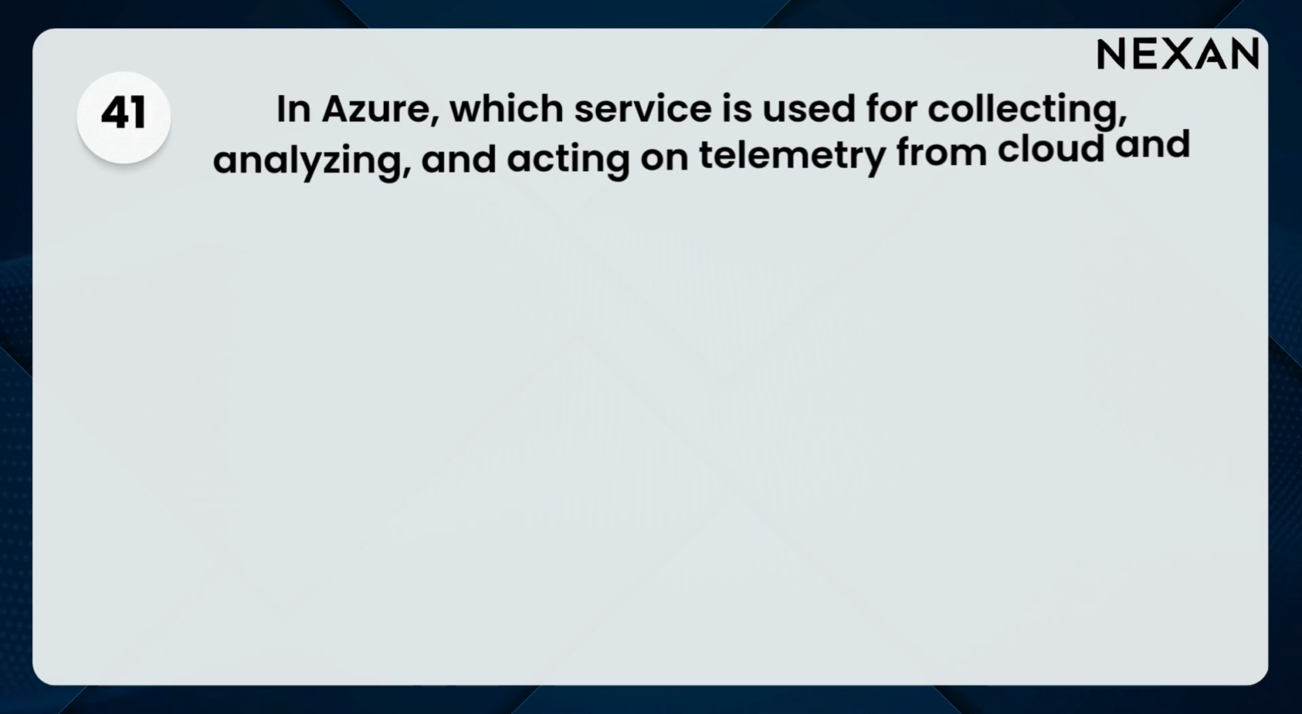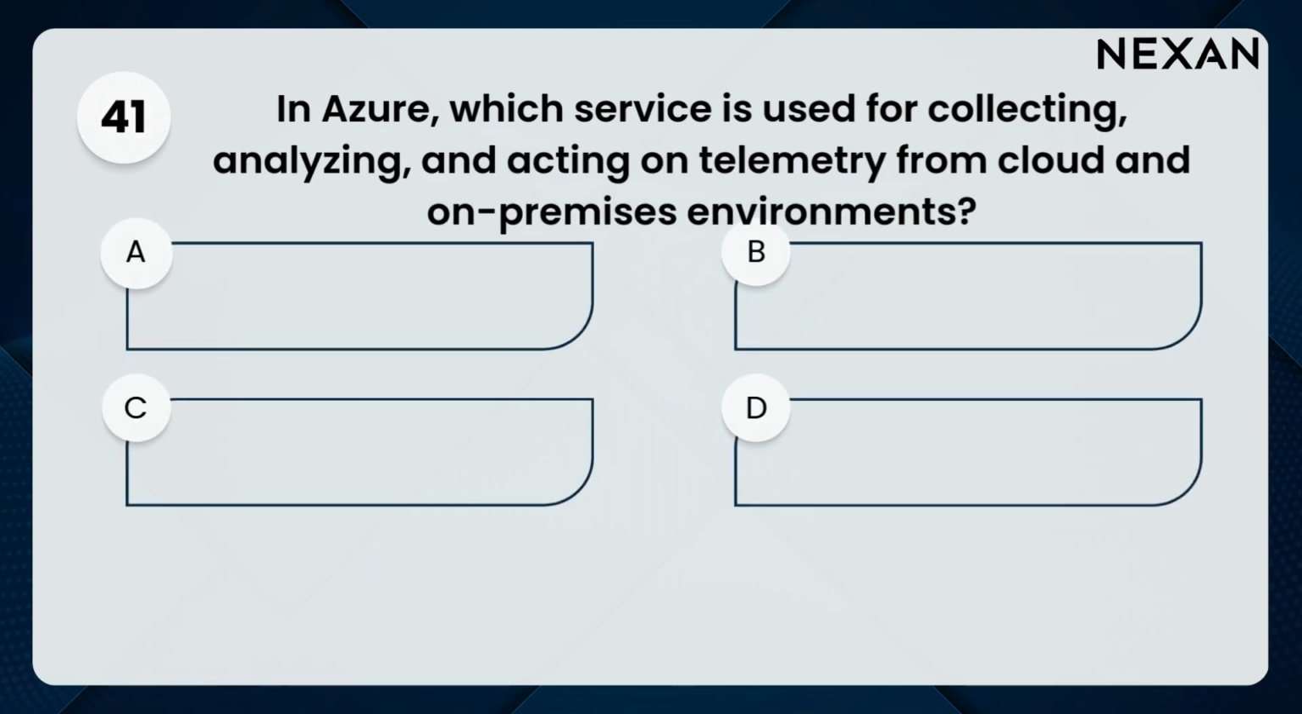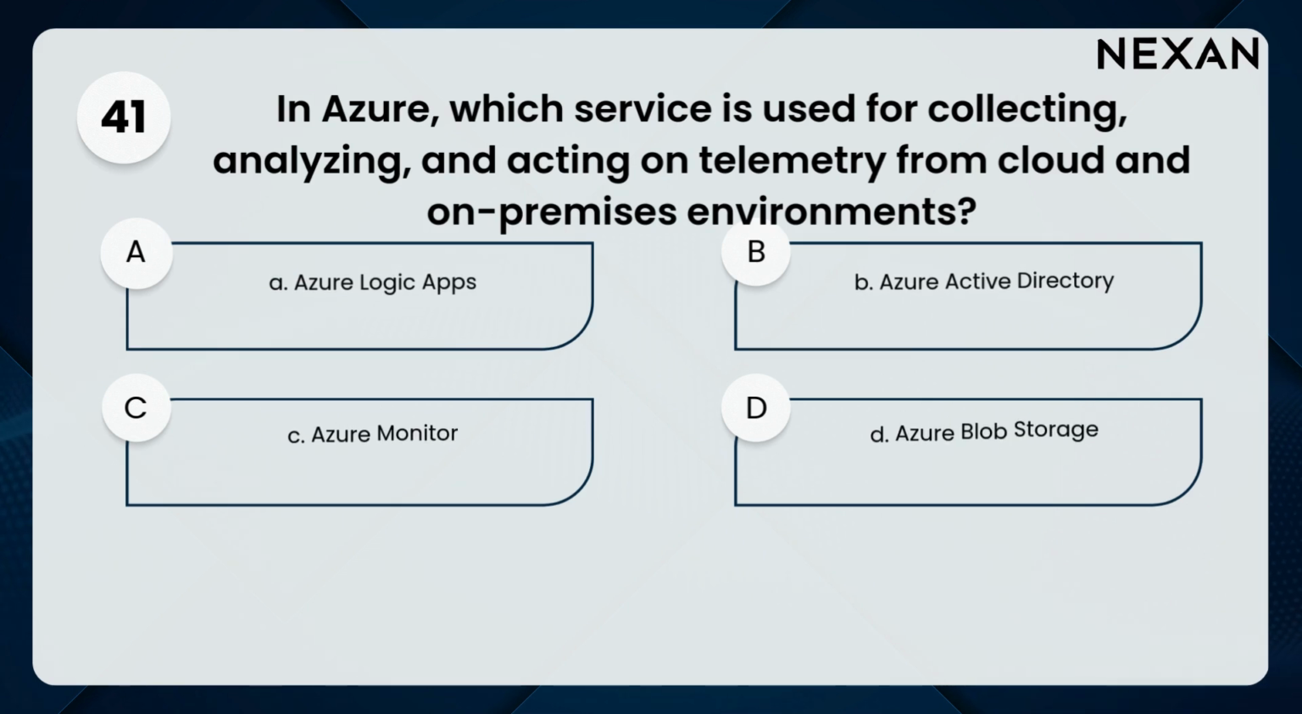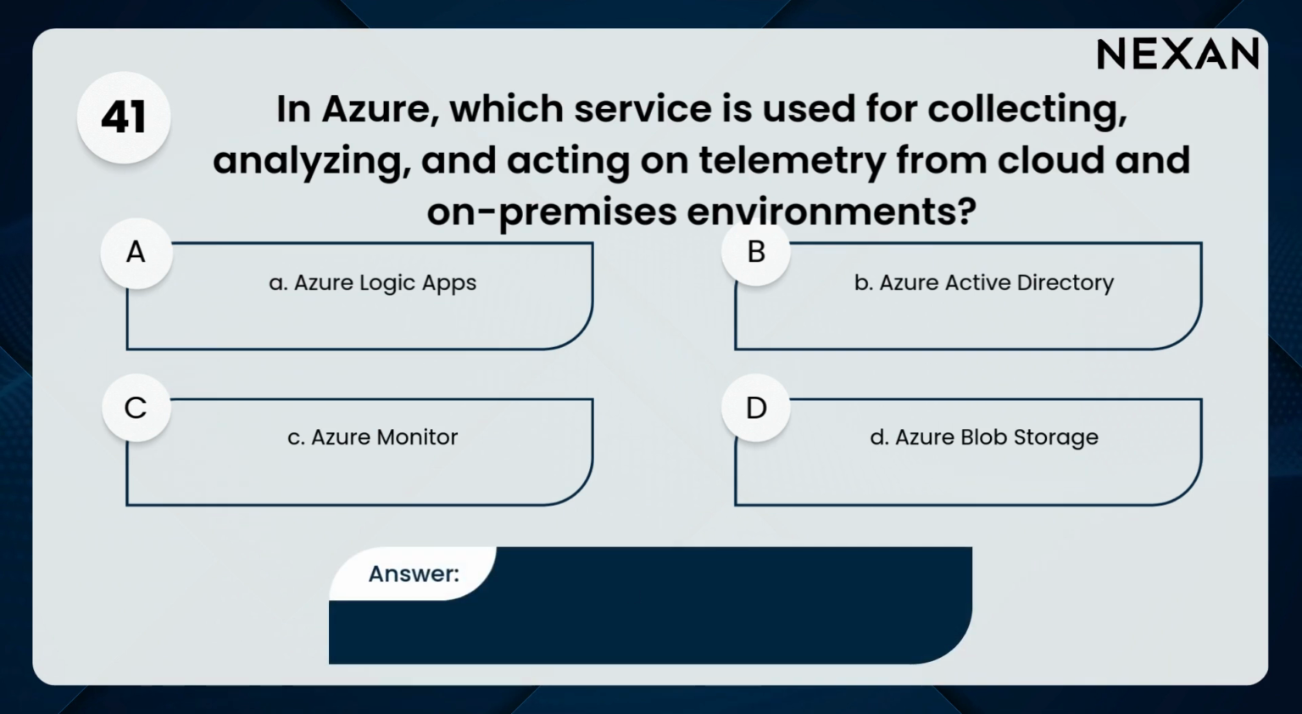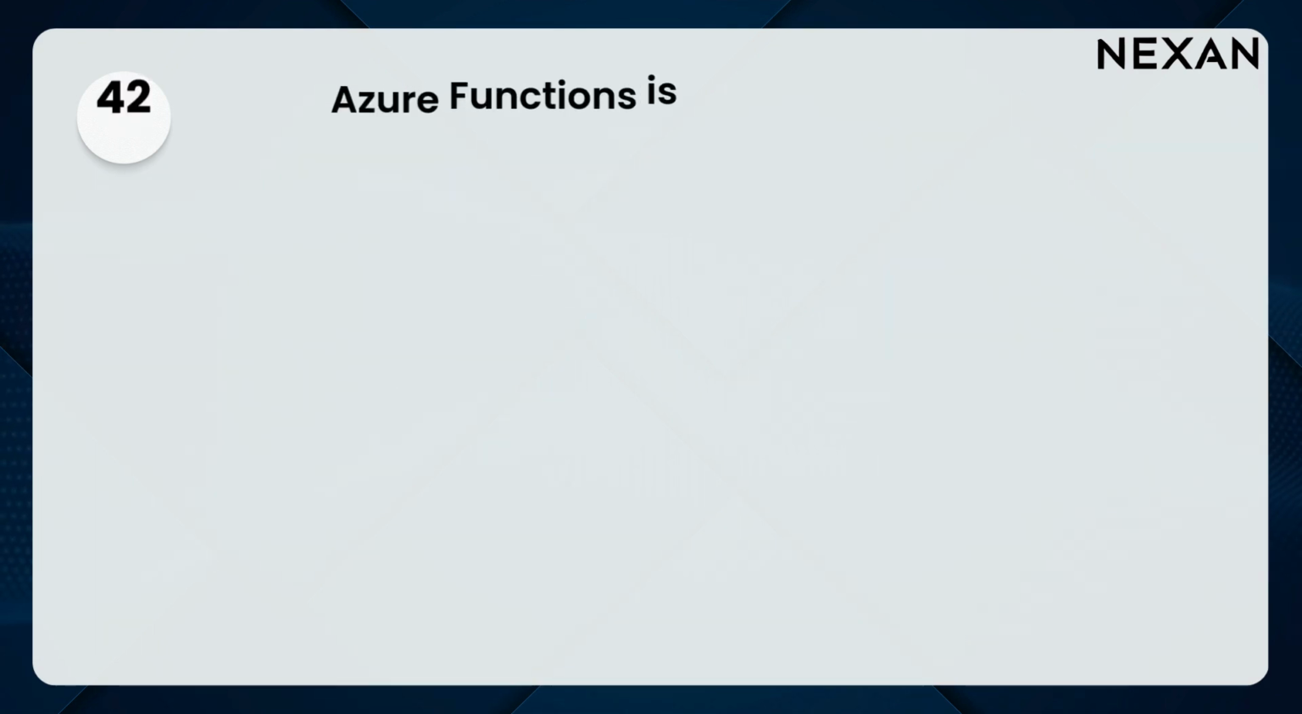41. In Azure, which service is used for collecting, analyzing, and acting on telemetry from cloud and on-premises environments? A, Azure Logic Apps. B, Azure Active Directory. C, Azure Monitor. D, Azure Blob Storage. Answer: C, Azure Monitor.